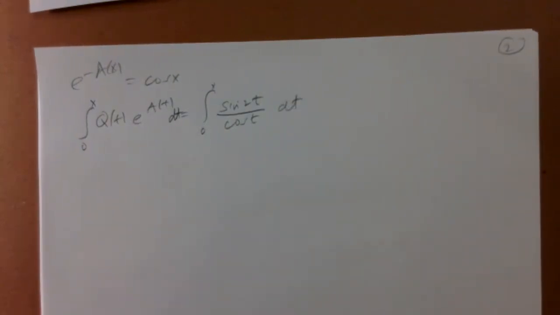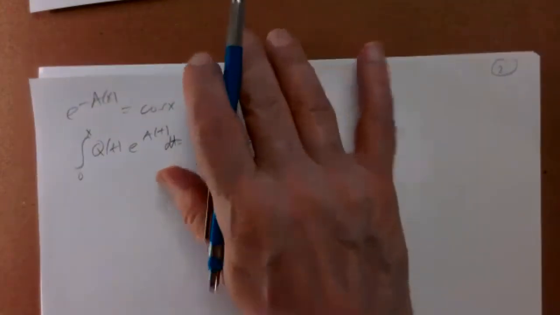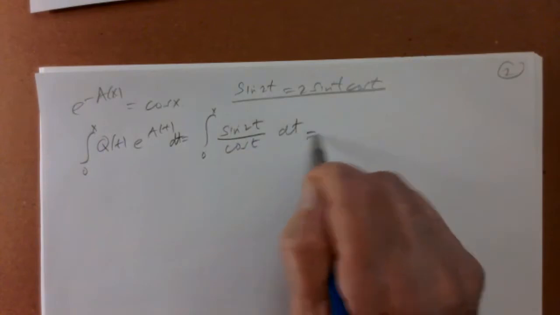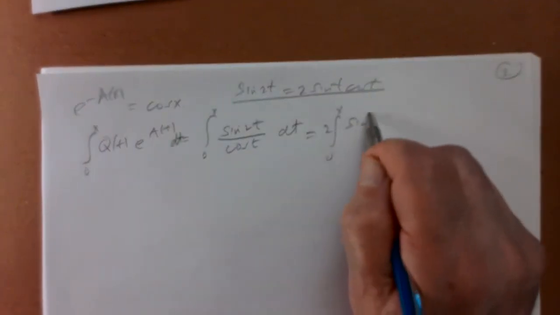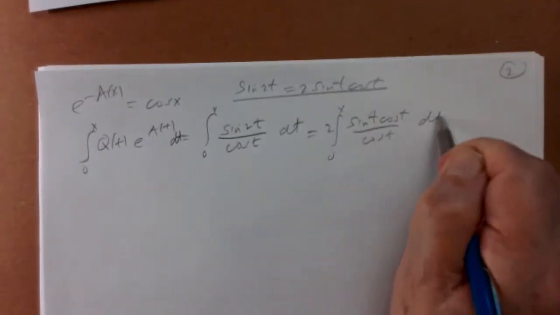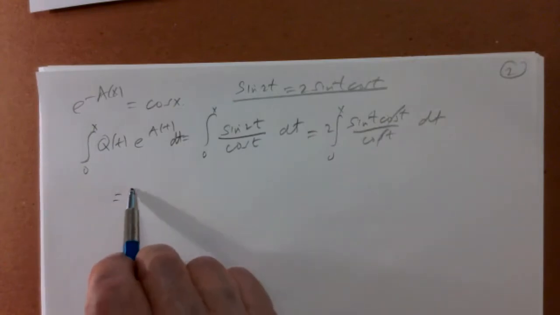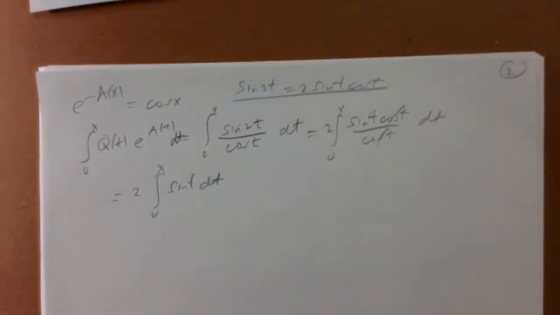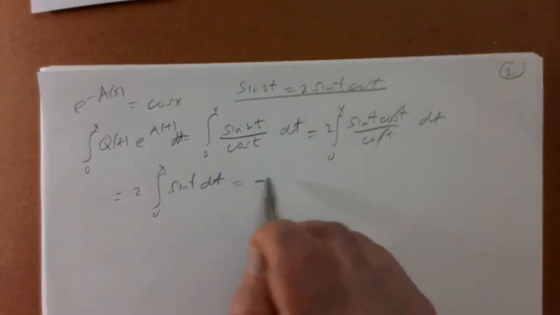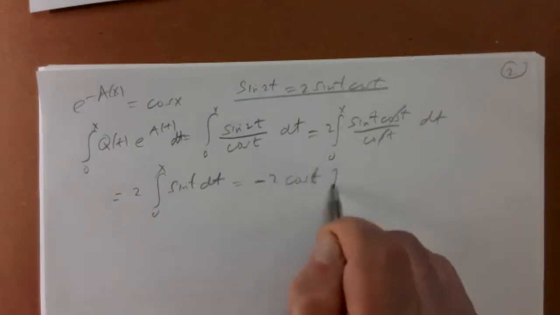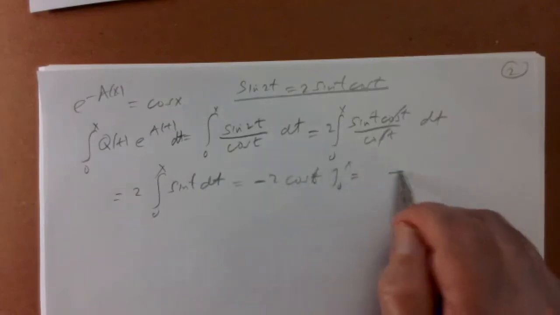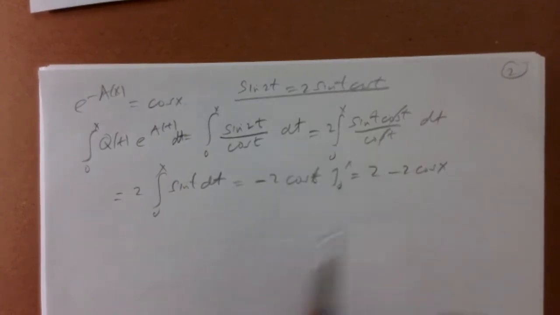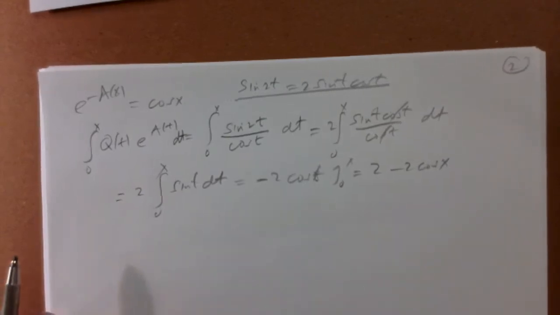I have to compute this trigonometric integral. Well, the easiest thing is to remember that sine of 2t is 2 sine t cosine t. So this is the integral from 0 to x of 2 sine t cosine t over cosine t dt. And the cosines cancel. So this is just 2 times the integral from 0 to x of sine t dt. And the integral of the sine is minus the cosine. So I have minus 2 cosine x minus minus 2, which is plus 2 cosine 0. Cosine 0 is 1. So this is 2 minus 2 cosine x.